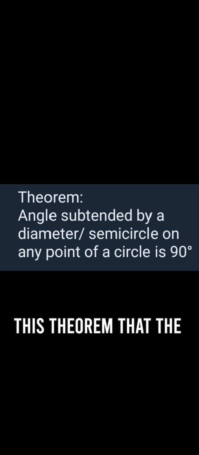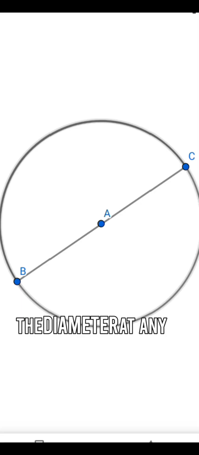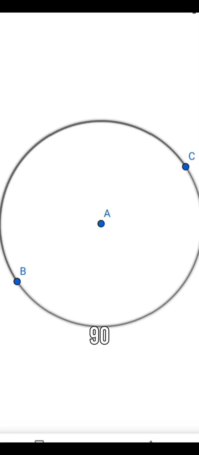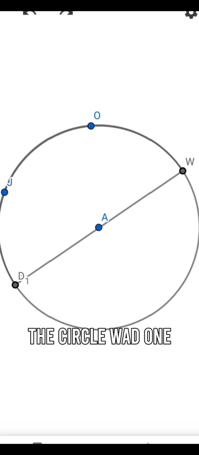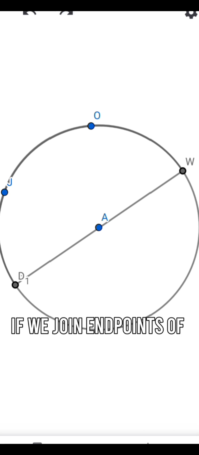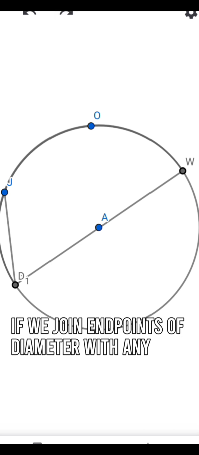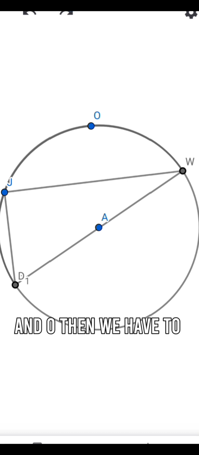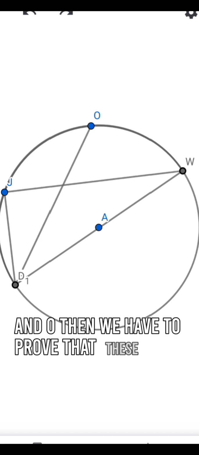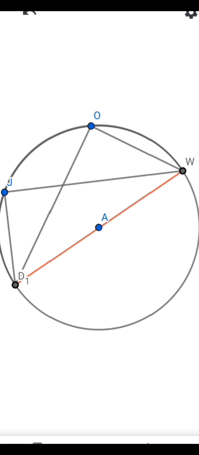Now let's discuss one of the applications of this theorem, that the angle subtended by the diameter at any point on the circle is 90. For this we have drawn the diameter of the circle, WAD1. If we join endpoints of the diameter with any point on the circumference like J and O, then we have to prove that these angles are 90 degree.